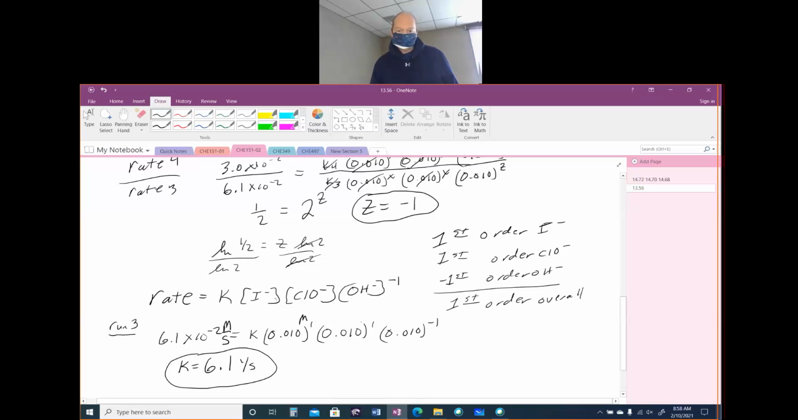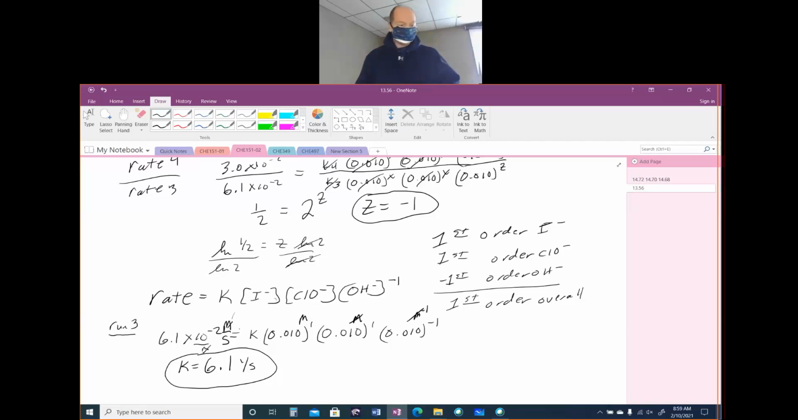This is molarity, this is molarity, this is molarity to the minus 1. And so molarity to the minus 1 cancels out a molarity here. And so what we end up doing is dividing by molarity. So when we divide by molarity, they will cancel. And so your units, as you know, for a first order reaction for K is 1 over seconds.